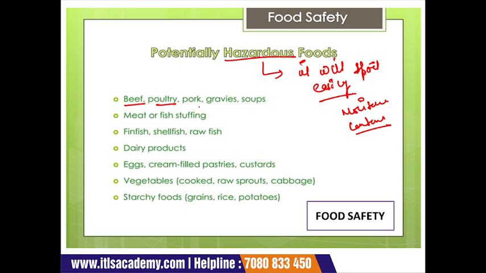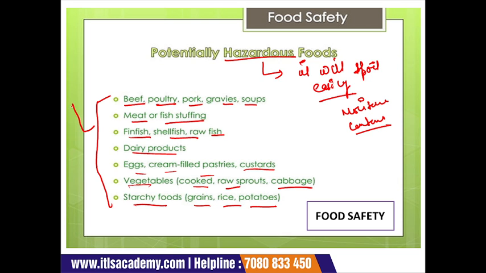Like your beef, poultry, pork, soup, meat or fish stuffing, finfish, shellfish, raw fish, dairy products, eggs, cream-filled pastries, custard, vegetables like cooked, raw, sprouts, cabbage, starchy food like grain, rice, potato. That's why we put all these foods either at a low temperature or at a high temperature. For storage, we put that food at a low temperature, and for the preparation of the food, we put that food at a high temperature.